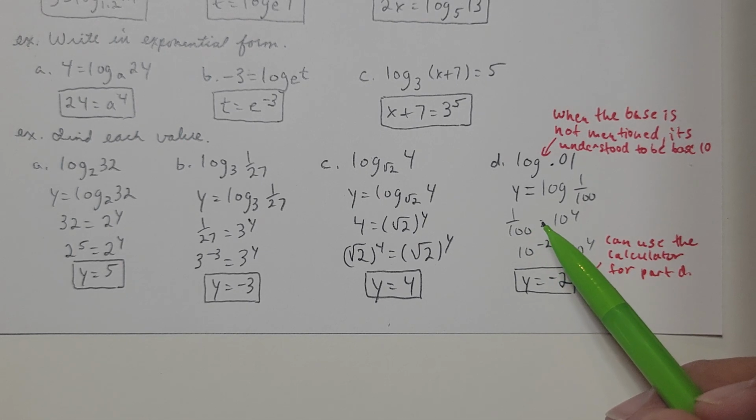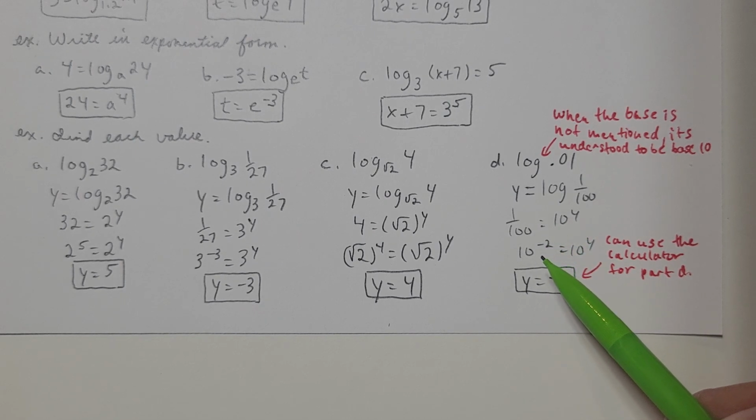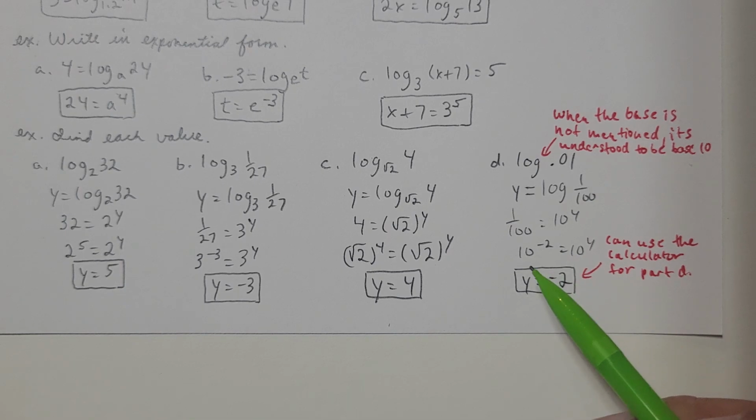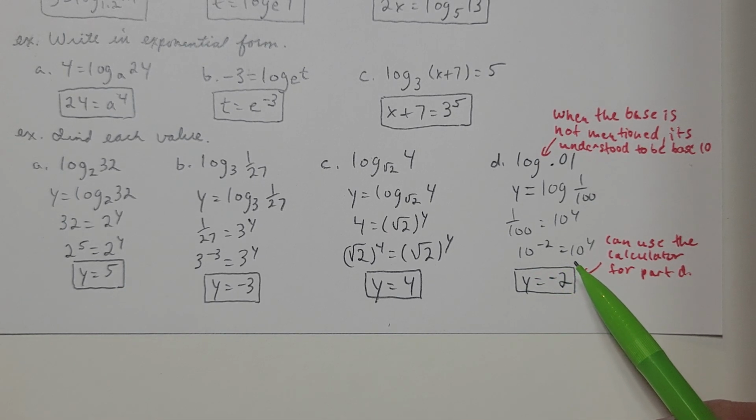Well, 10 squared is 100, right? So 10 to the negative second power would be 1 over 100. So I'm looking at 10 to the negative second power equals 10 to the y power. I got the same base, these 10s here, remove the 10s, and it looks like y is negative 2. Okay, so log of 0.01, that's negative 2.